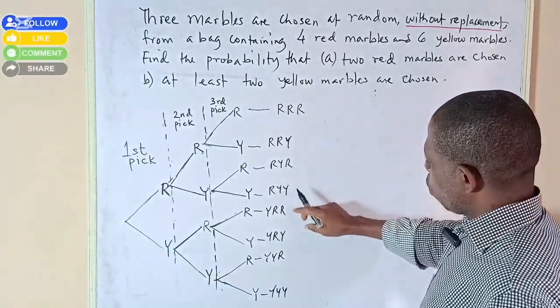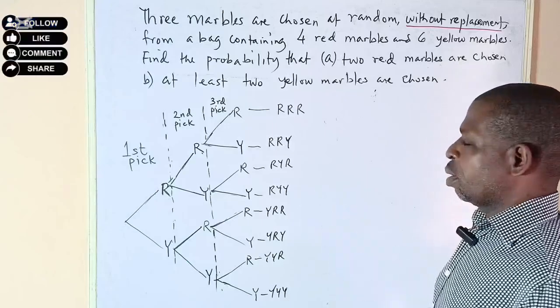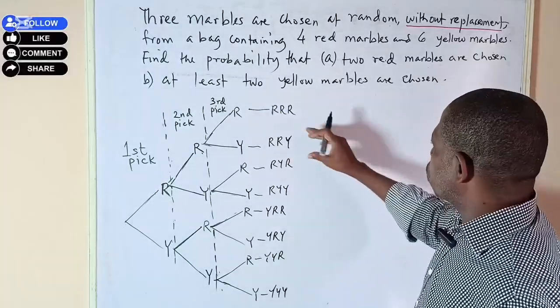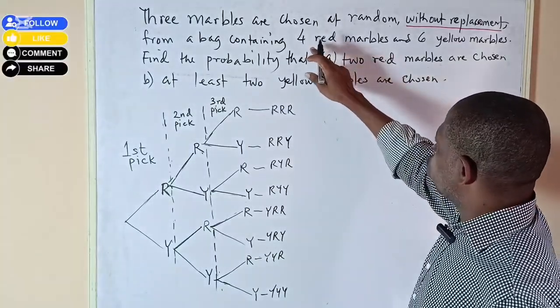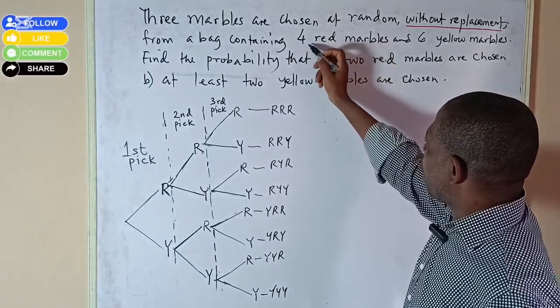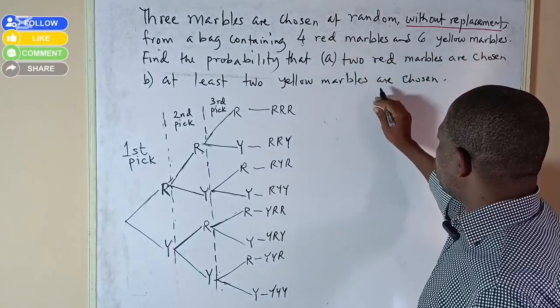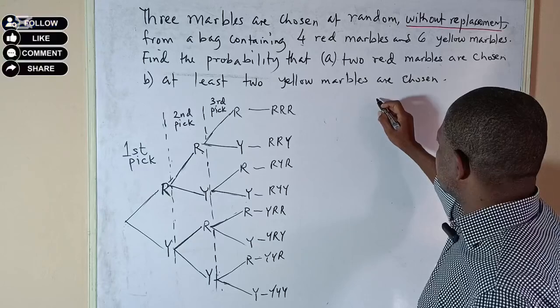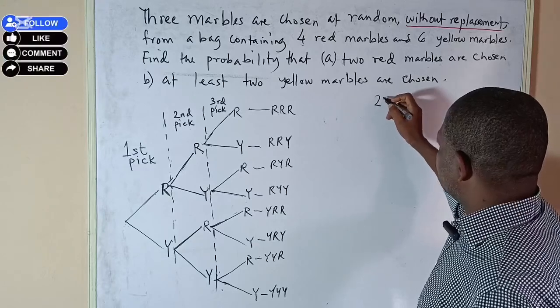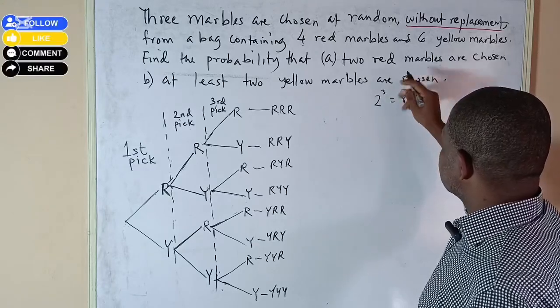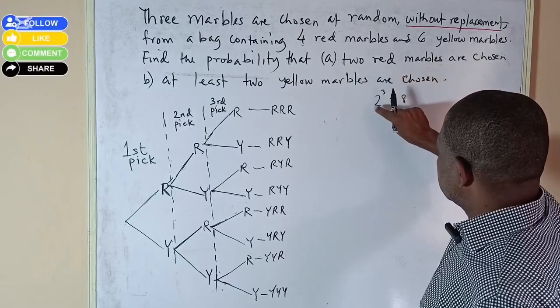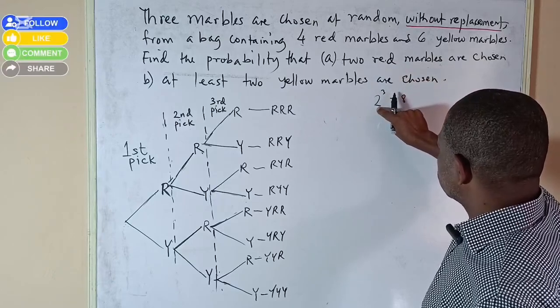1, 2, 3, 4, 5, 6, 7, 8 outcomes. And that's because we are dealing with two marbles, red and yellow, and we had to pick it 3 times. So we have 2 raised to power 3, that's 8. Number of trials, then number of possible outcomes.